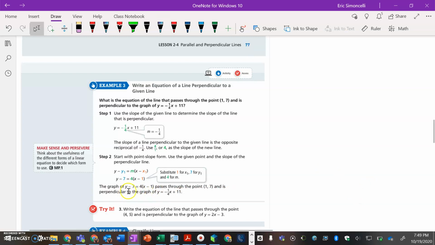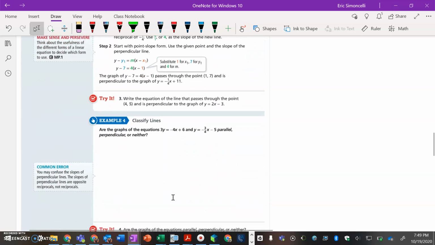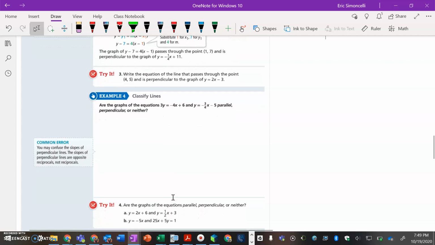And this equation can be simplified one more step. If you distribute the 4, you get y minus 7 equals 4x minus 4. Adding 7 to both sides, negative 4 plus 7 yields 3. So y equals 4x plus 3 is the line that is perpendicular to that line. Again, opposite reciprocal slopes.